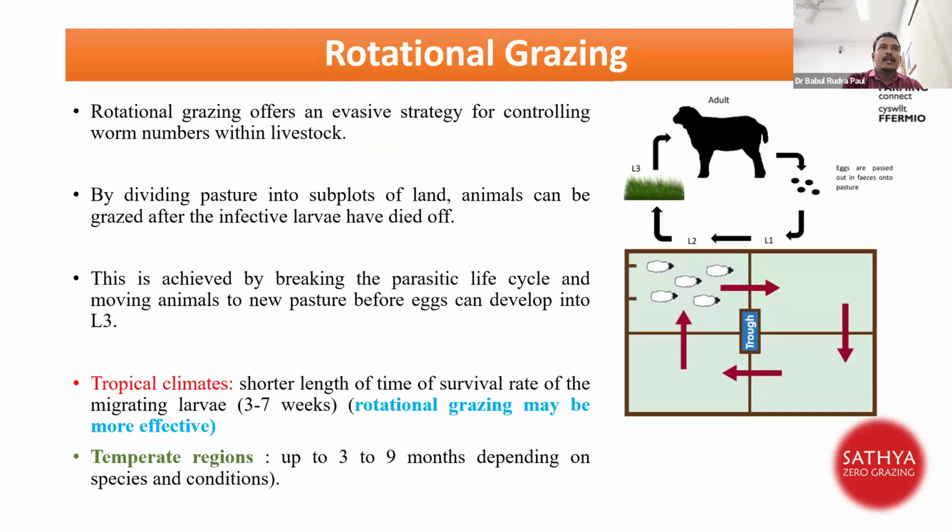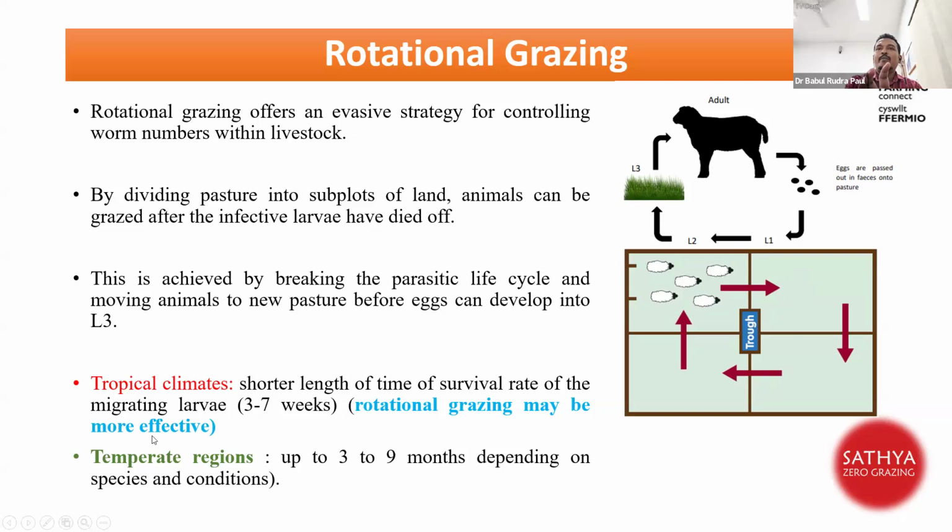In this, we all know that the nematode has the life cycle L1, L2, L3. So in this procedure, the whole paddock or whole pasture field is divided into different plots. In a particular plot they are grazing. If they are grazing, the parasitic life cycle will be broken, and in the rest of the area they are taking the time for the death of the parasite.